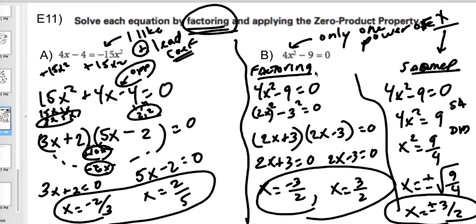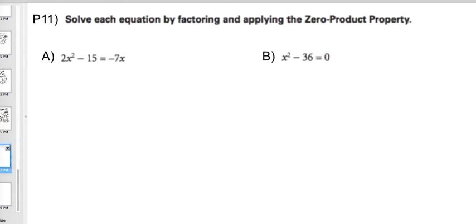So again, here you were asked to solve by factoring, but if there's only one power of x, you can use SADMAP, which is essentially just order of operations. All right, let's do a P11, and that's going to be it for 5.3.